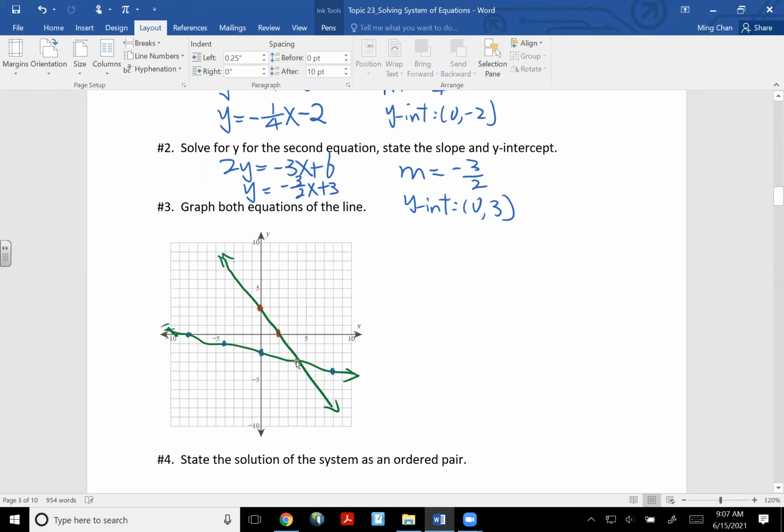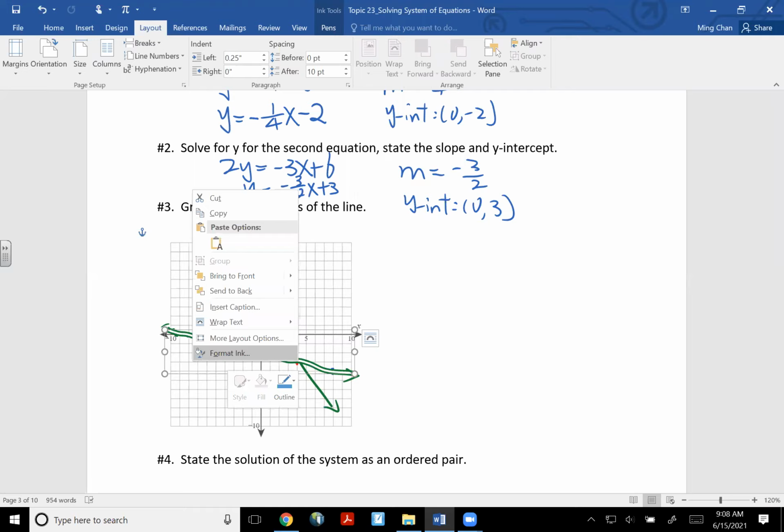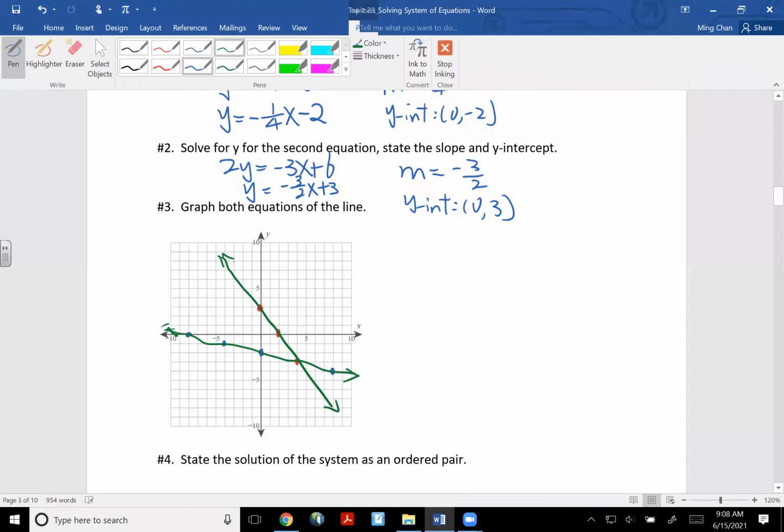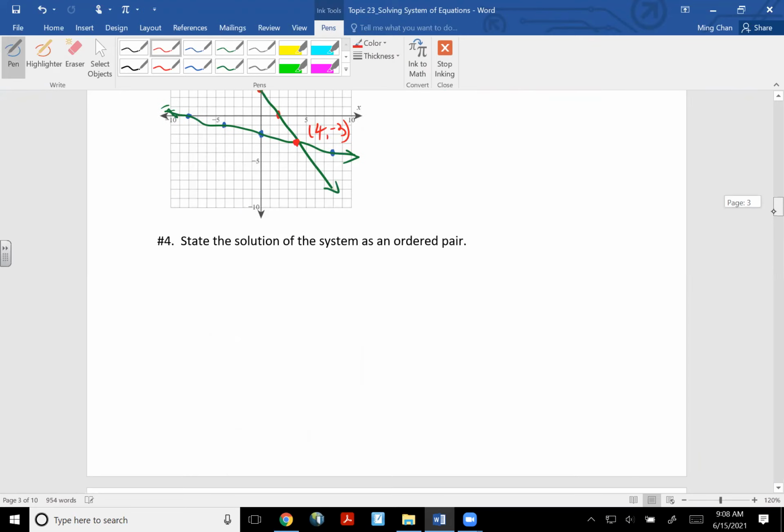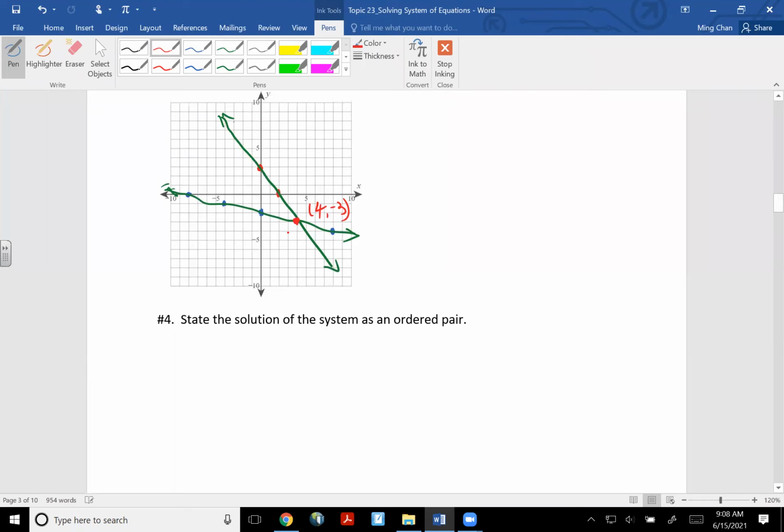All right, so what is this point of intersection right here? What is that point of intersection? So that will be my answer. So this point is 4, negative 3. So the point of intersection, the solution to the entire system, has got to be 4 comma negative 3. So we write the answer as an ordered pair.